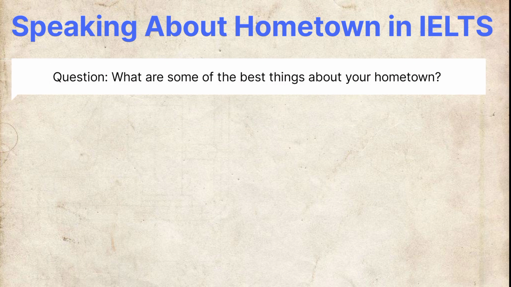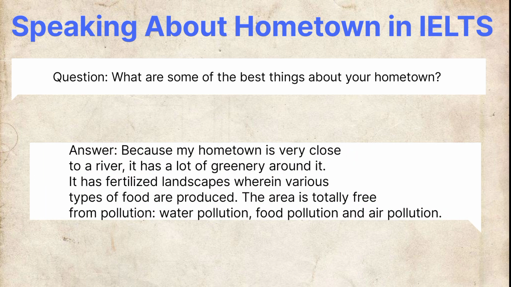Question number 6. What are some of the best things about your hometown? Answer. Because my hometown is very close to a river, it has a lot of greenery around it. It has fertilized landscapes wherein various types of food are produced. The area is totally free from pollution, water pollution, food pollution, and air pollution.